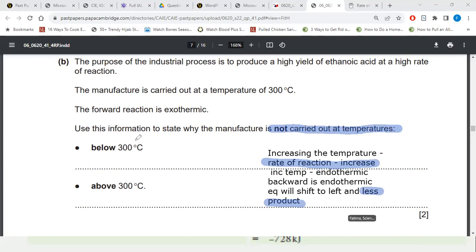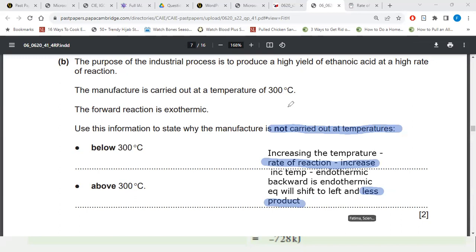Why are we not doing below 300? Because the rate of reaction will be too slow. Why are we not doing above 300? They're asking you, why are we not doing above 300? The reason we're not doing above 300 is because we're getting less product, right? The rate of reaction increasing is good. But they're asking, why would I not want to go above 300? We can mention both. We can mention that the rate of reaction increases, hence we will get less product.